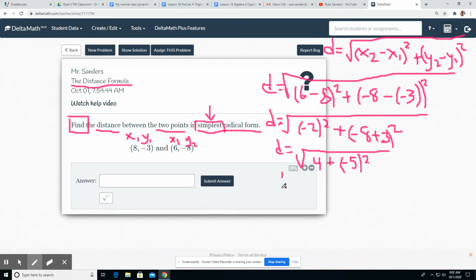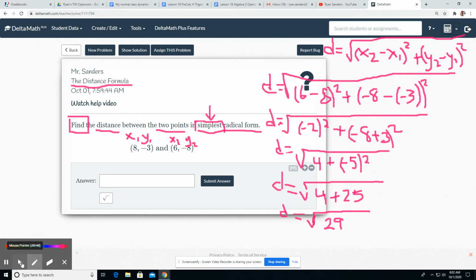It means something different. Distance is equal to the square root of 4 plus, it has to be a plus, negative 5 times negative 5 is 25. And distance is equal to square root of 4 plus 25 is 29. This is prime. 29 is prime, therefore it does not simplify anymore. So that's our final answer.